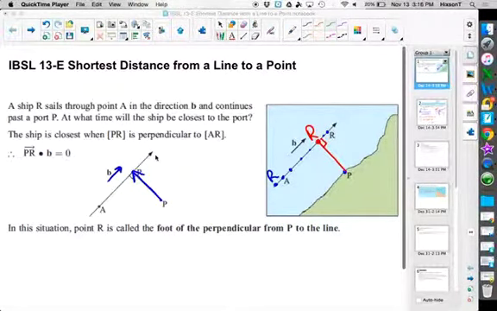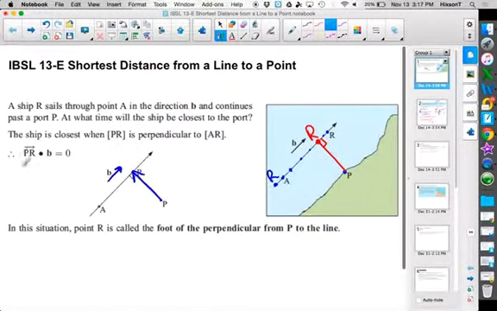Right, so again, remember, we're finding the shortest distance from a line to a point. It's got to be perpendicular. We make it perpendicular by getting the dot product equal to 0. Okay? There we go. The dot product equal to 0.